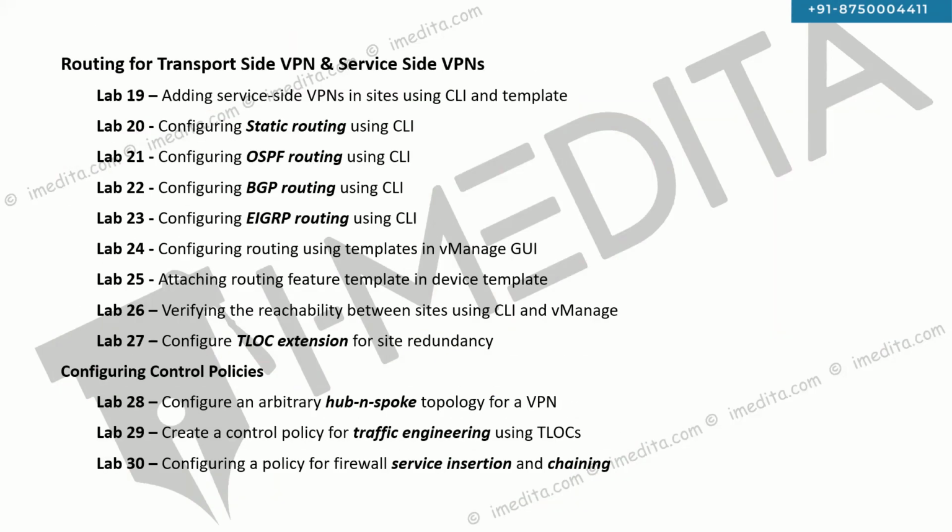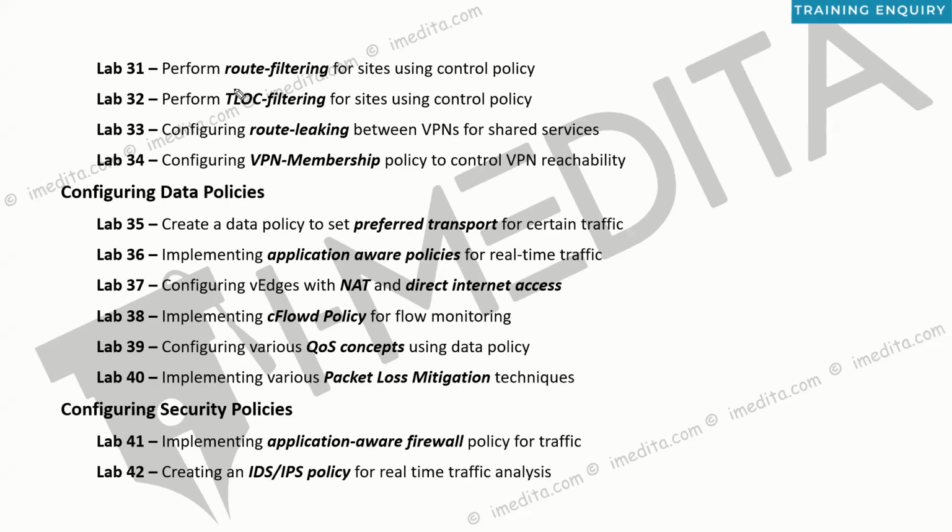And then we will focus specifically on the policies. We'll talk about control policies such as hub and spoke, traffic engineering, service insertion and chaining, route filtering, TLOC filtering, route leaking, VPN membership. We want to prefer MPLS over internet, application-aware routing, NAT, DIA, CFlowd, POS, packet loss mitigation.